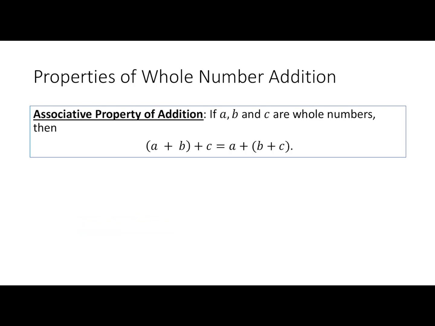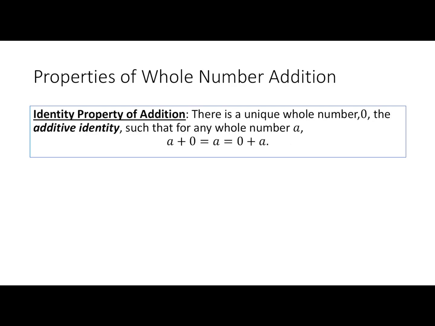The associative property lets me take three numbers, and when I add them together, I can either first add A plus B and then add C, or I can reassociate. I could first add B plus C and then add A to that. So that's the associative property.